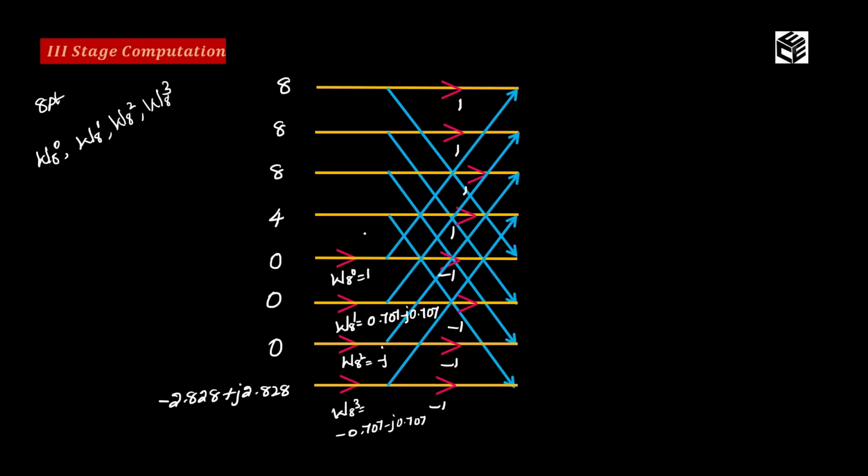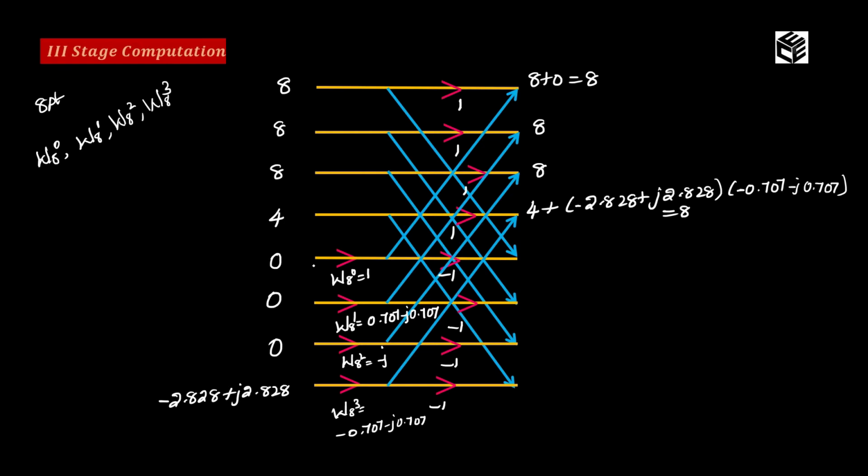So this is 8, 8 plus 0. So 8 plus 0 is equal to 8. And now this is 8. 8 plus 0, same, it is 8. And here it is 8. 8 plus 0, the same, which is also 8. And here it is 4, which is added to minus 2.828 plus j 2.828 multiplied by minus 0.707 minus j 0.707. So this answer is equal to 8. Okay, you can calculate and check.